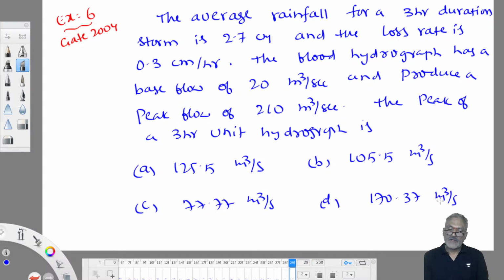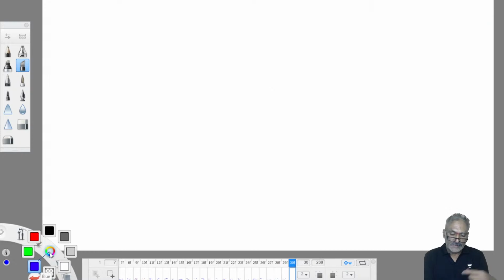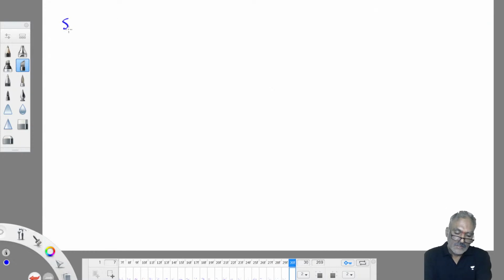Average rainfall for a 3-hour duration storm is 2.7. Rainfall is given, so rainfall means what? P. Solution: average rainfall means P. It is a uniform storm. For a uniform storm, the phi index and the W index are both the same.